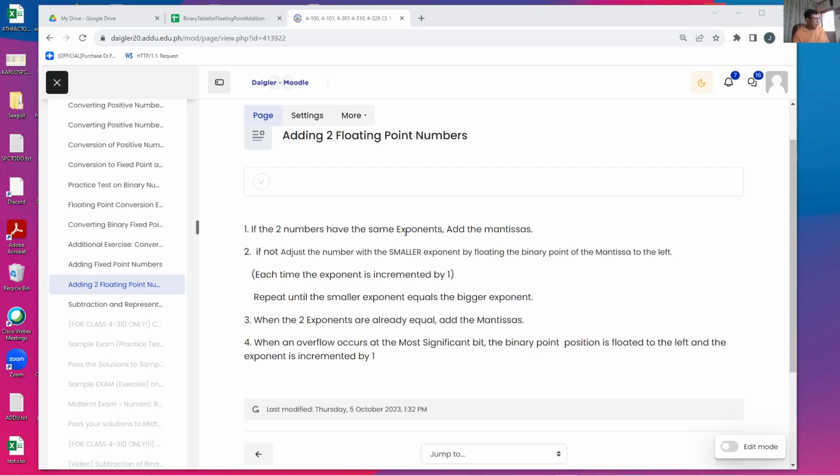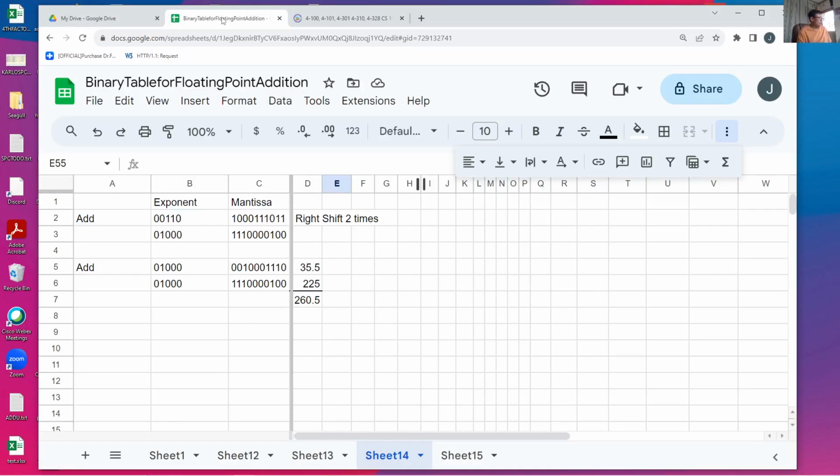Now, when an overflow occurs at the most significant bit after the addition, the binary point is floated to the left by shifting the bits to the right again, and the exponent is incremented by 1. Let us proceed to an example. We have the same mantissas as in the previous example, but this time we have two different exponents.